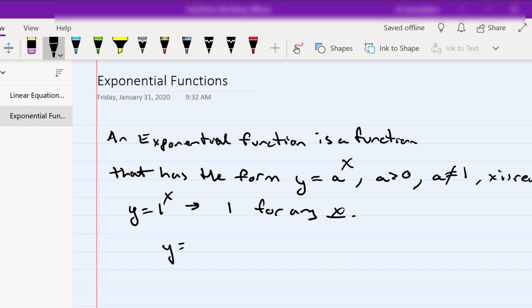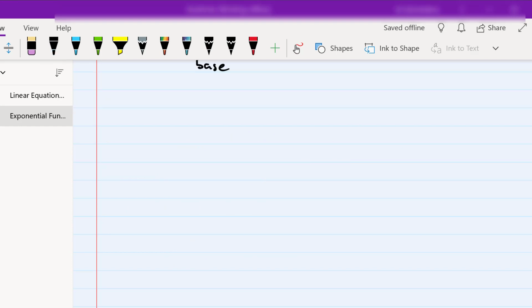a is the base and x is the power. And it is called an exponential function because the variable is in the power or exponent of the function. This exponential function is used in many fields of study, in finance, biology, mathematics, physics, to name just a few.